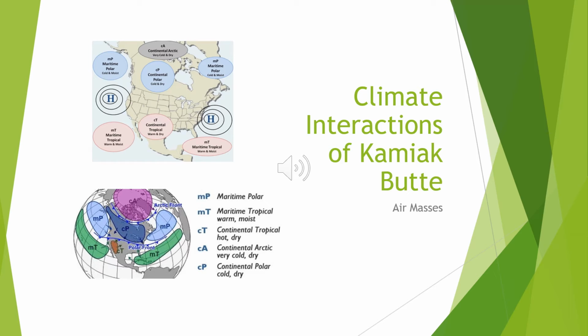There are different types of air masses that all have different effects on weather and climate. The air masses traveling through Kamiak Butte are marine modified continental, typically dry due to passing through the Cascades and losing their moisture interacting with the mountain range.